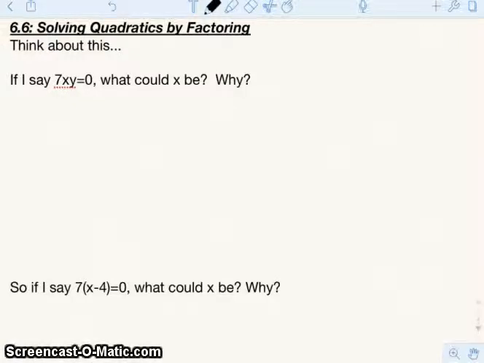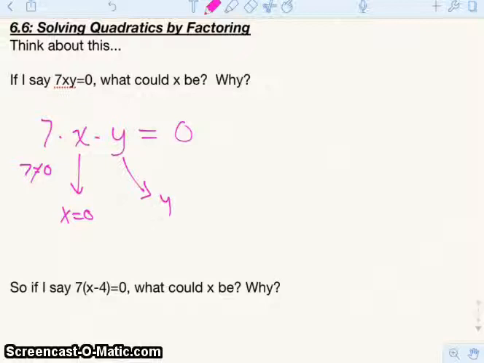Okay, if you thought about it, you're thinking, if I'm multiplying three numbers together and getting 0, one of those numbers must be 0. The only way I can multiply numbers together and get 0 is if one of them is 0. So in this case, I know 7 is not equal to 0. That means that either x is equal to 0 or y is equal to 0. It could be both, that x and y are equal to 0. But I would say either x is equal to 0 or y is equal to 0 when solving this.